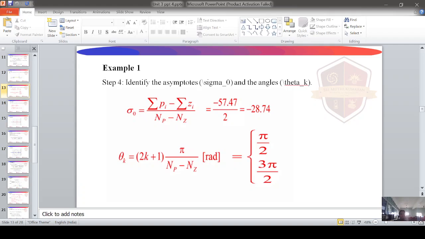So q takes the values 0, 1, since n minus m is 2. For every q value, we have to find the angle of asymptotes theta: theta 1, theta 2, and so on.